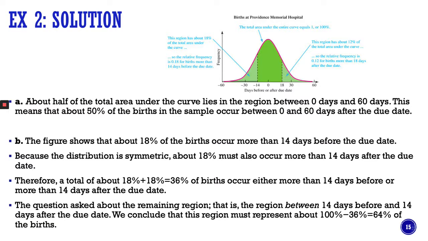The question asked about the remaining region, that is the region between 14 days before and 14 days after the due date. We conclude that this region must represent the whole 100% minus the 36% that occurs more than 14 days before and after. We get 64% of the births occur within the 2-week period before and after the due date.